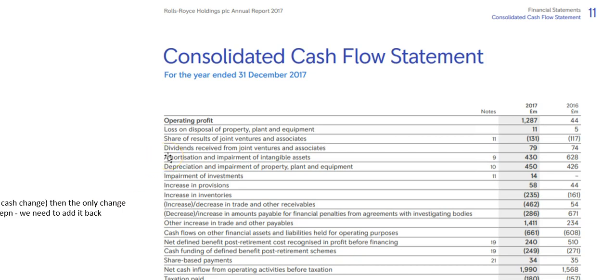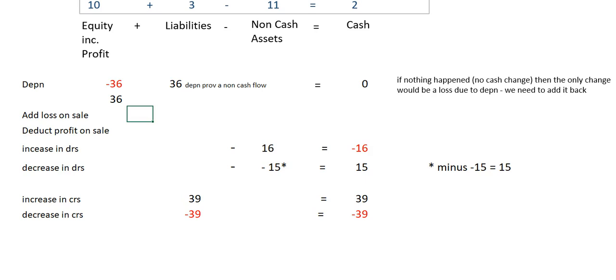If we go back to the Rolls-Royce statement, you can see loss on disposal of property. It's been deducted from their profits, and they add it back in to reverse that effect. And here we have depreciation and impairment of property, plant and equipment. And here again you can see that it is added back in. Another main area of adjustment is to our working capital.